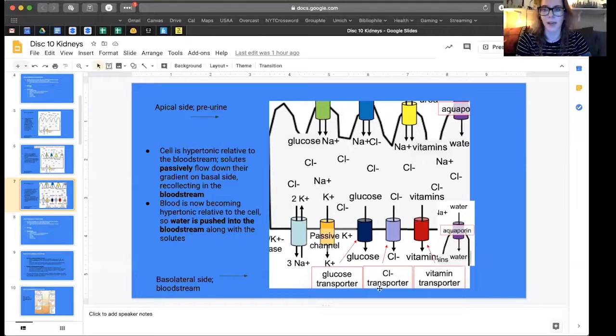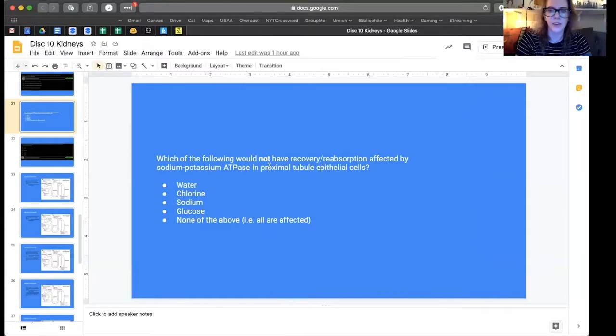I think a trick answer or a convincing answer might be water, because you might remember, oh, there were those channels, the secondary active transport channels were the ones for all the solutes and stuff. But remember that the water is being affected because it's chasing where the solutes are going. So that is still going to be an answer.